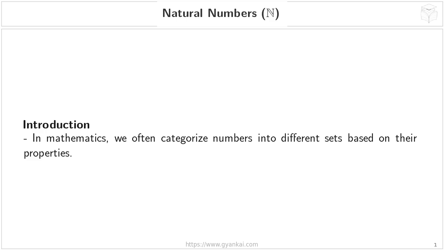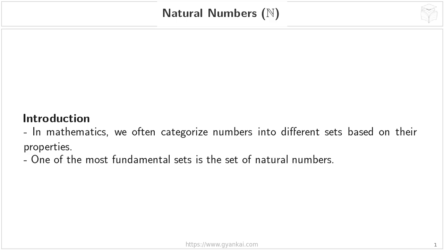Think of it like sorting objects. You might put all the red objects in one group and all the blue objects in another. Now, one of the most basic and important sets in all of mathematics is the set of natural numbers. These are the numbers we use almost instinctively when we start counting.